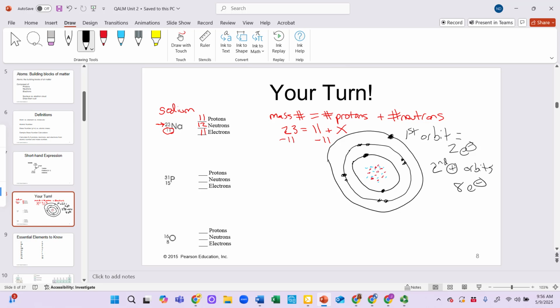So I'm going to pause the video now, or I'd like you to pause the video now, and I would like you to try to do the same thing we just did for phosphorus and oxygen. So for phosphorus, you're going to calculate protons, neutrons, electrons, and then draw it. Oxygen, you're going to calculate protons, neutrons, electrons, and then draw it out.